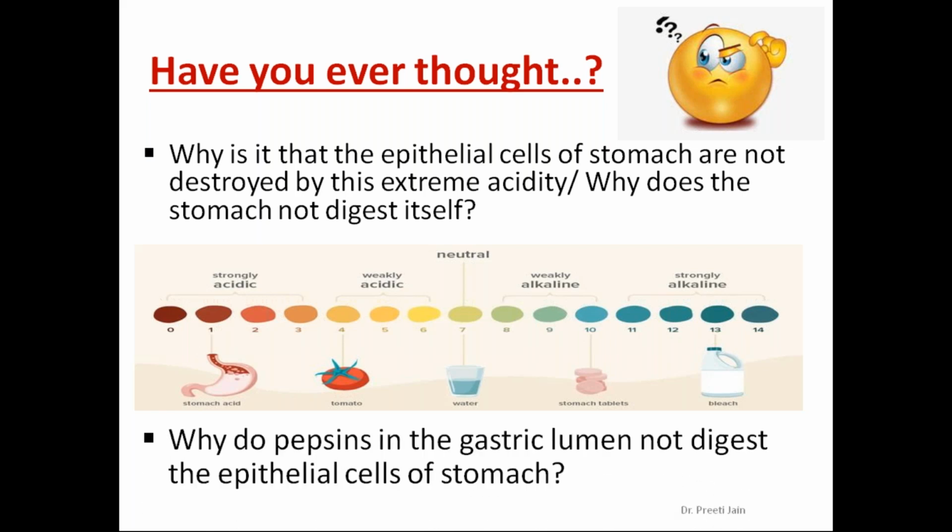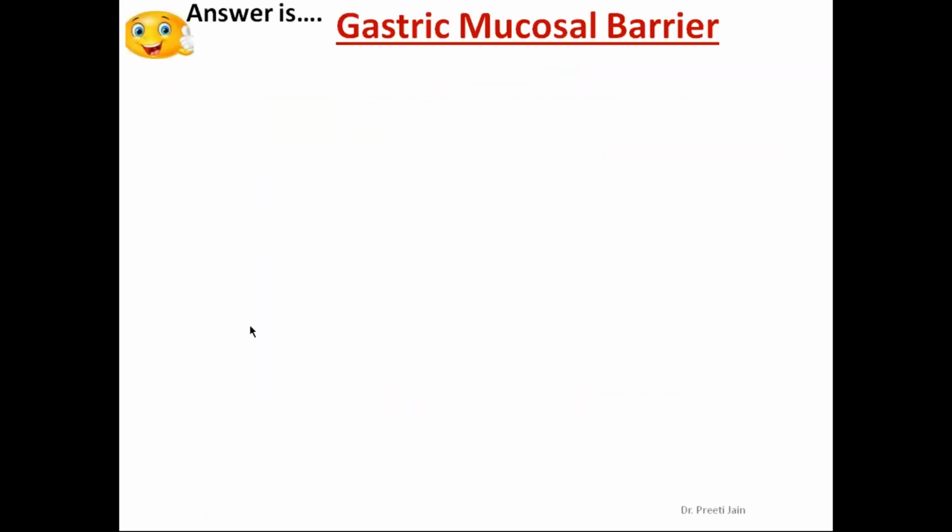The reason is, of course, you have pepsins also which can digest, but again, they are also not digesting the stomach. So why is it that the stomach is not digested by its contents? That is, it is not digested by the gastric acid, or by the pepsin. The answer for this is the presence of a gastric mucosal barrier. Very, very, very important topic. It is important for you, and from the exam point of view also it is important.